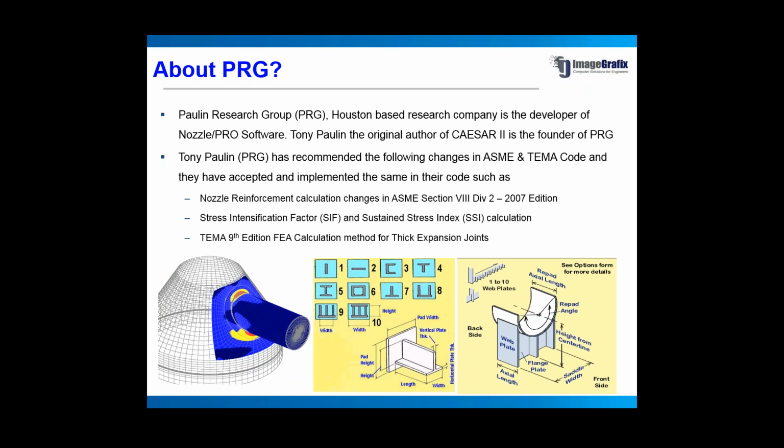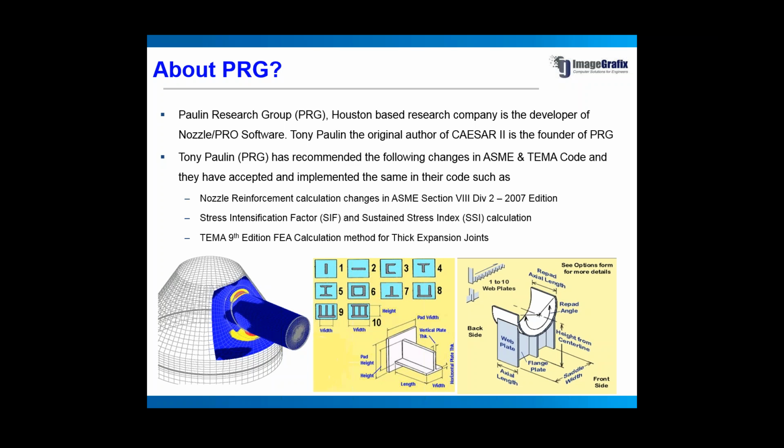The same way, we are talking about the 9th edition of TEMA, where it has gone for an FEA based method for their thick expansion joint, and this research also has been done by Pauline Research Group, and they have only recommended to TEMA, and based on that recommendation only, TEMA has made the changes in their 9th edition, of course. So if you see, they are a pretty strong background research company, and they are being used by all the codes even for their improvement, of course.